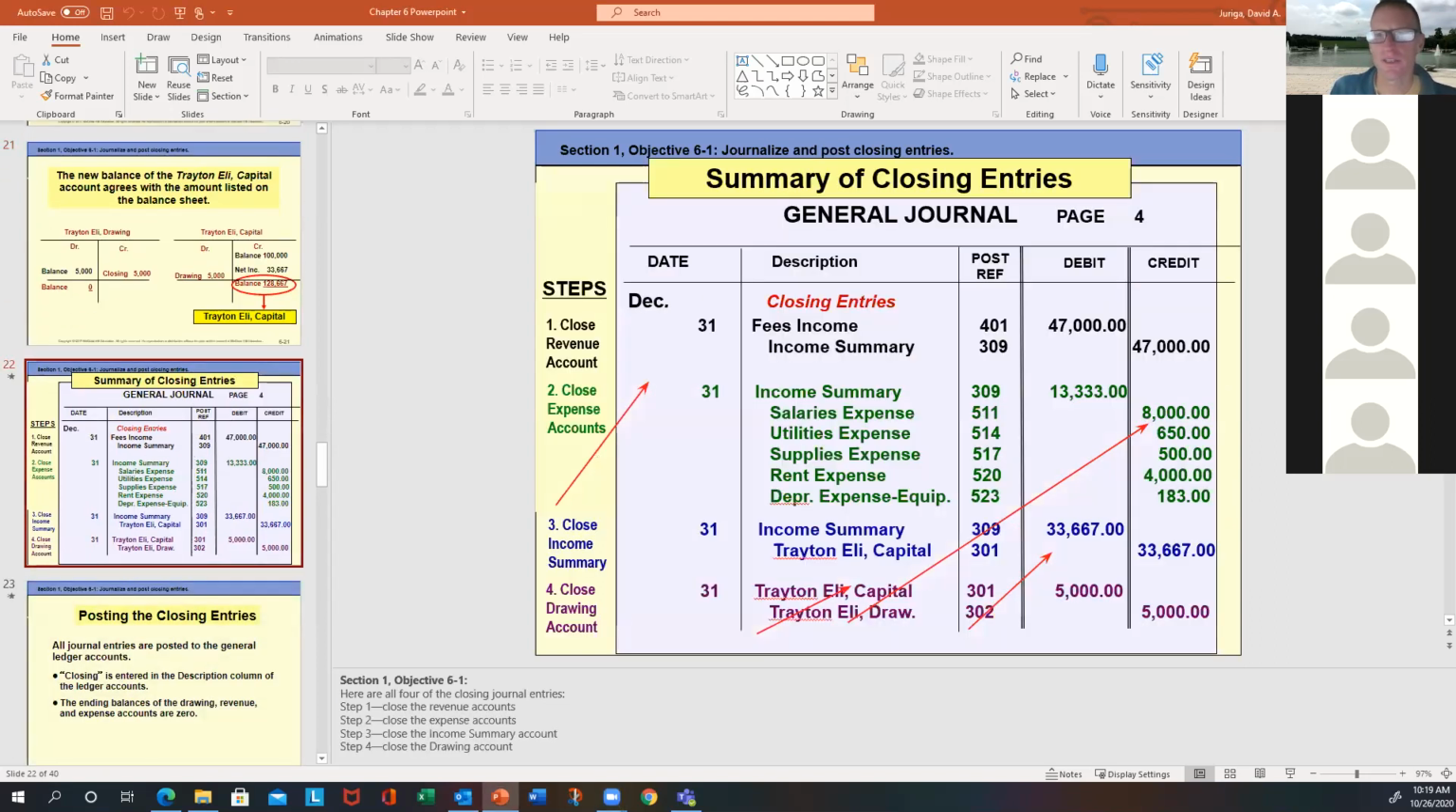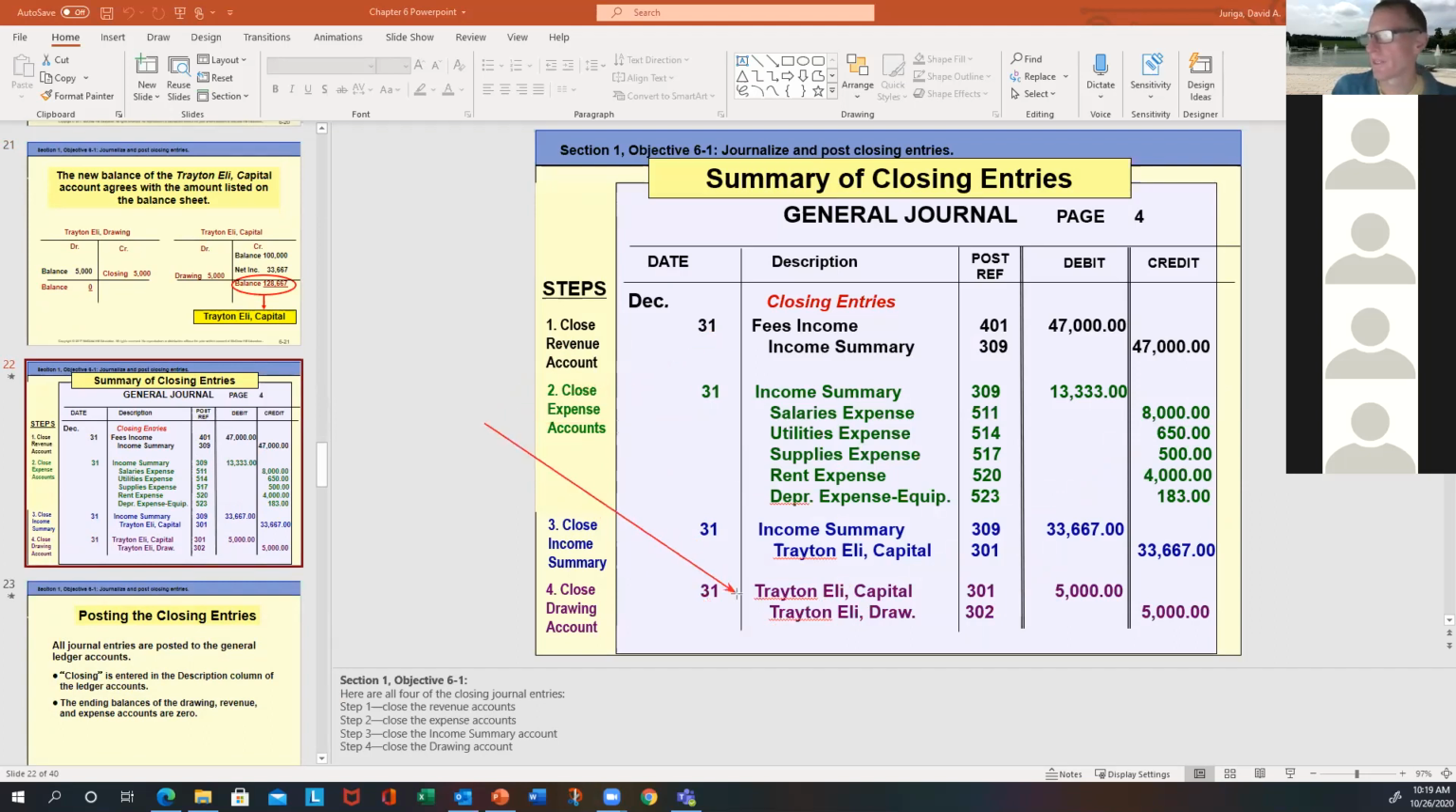This is essentially all the 4 steps. Step 1, close out revenue. Step 2, close out all your expenses. Step 3, close out income summary. And then step 4, close out the drawing. So we'll do all these in a moment, and we'll go into Connect. We'll do all these together.